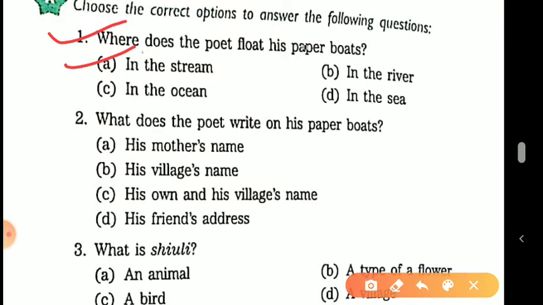Where does the poet float his paper boats? Answer: the poet floats his paper boats in the stream. Where does he float his paper boats? In the stream.